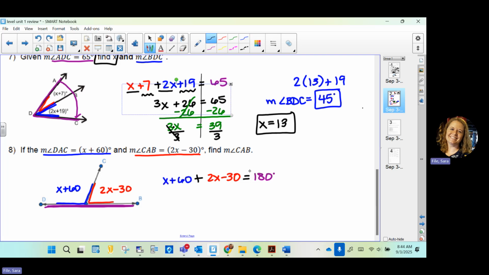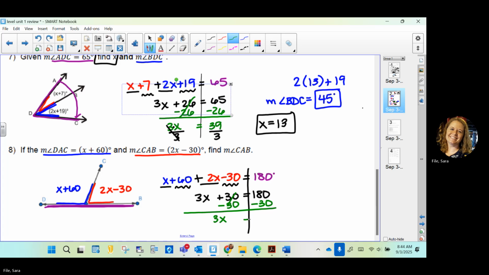So I'm going to combine like terms again. So I've got 3x's again. Then I've got 60 minus 30, so I've got plus 30. So then I'm going to move the 30 by subtracting. And then divide by the 3 again. So this time, x is 50.